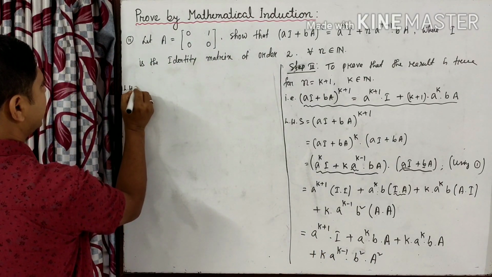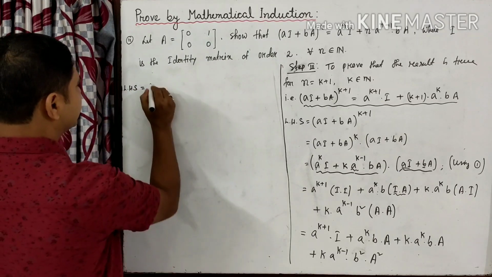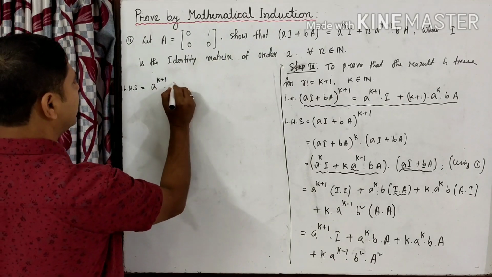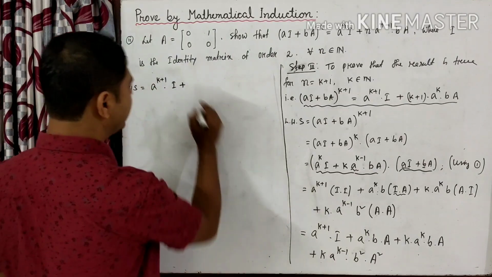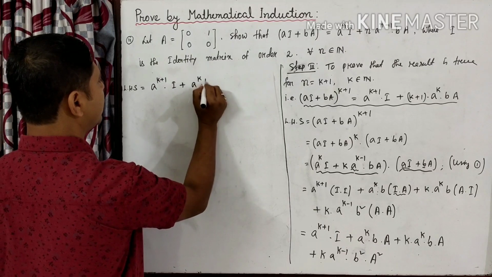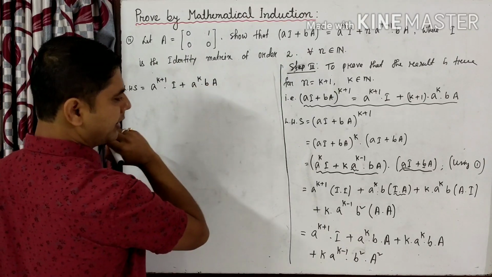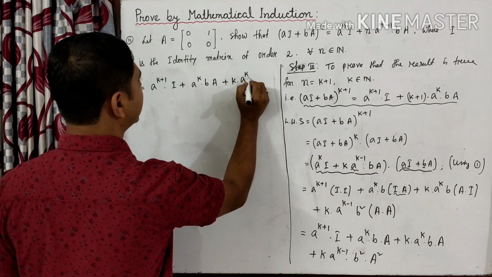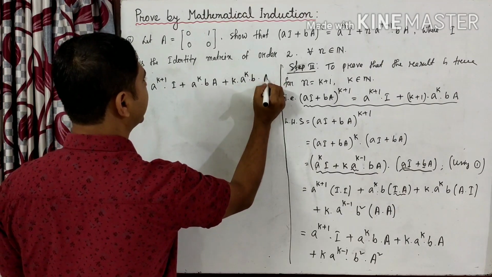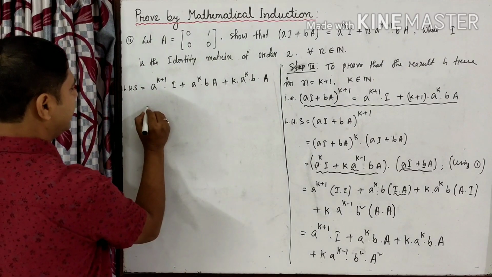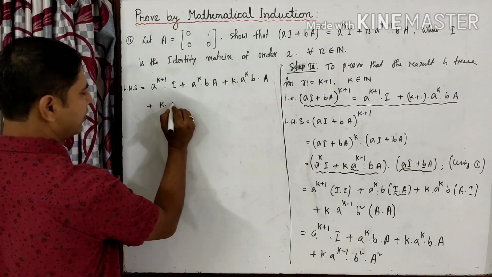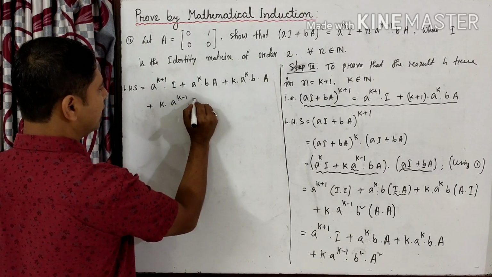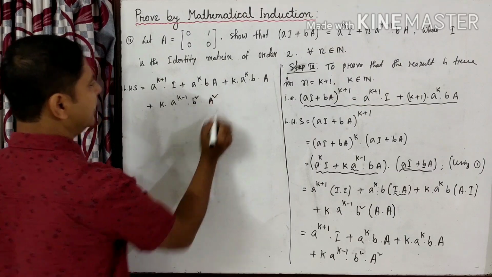Now this step can be written like that. That is the left hand side part. First one is A^(k+1) into I. Second one is A^k into B into A. That is the matrix. Plus k into A^k into B into A, and the final term is k into A^(k-1) into B square into A square.